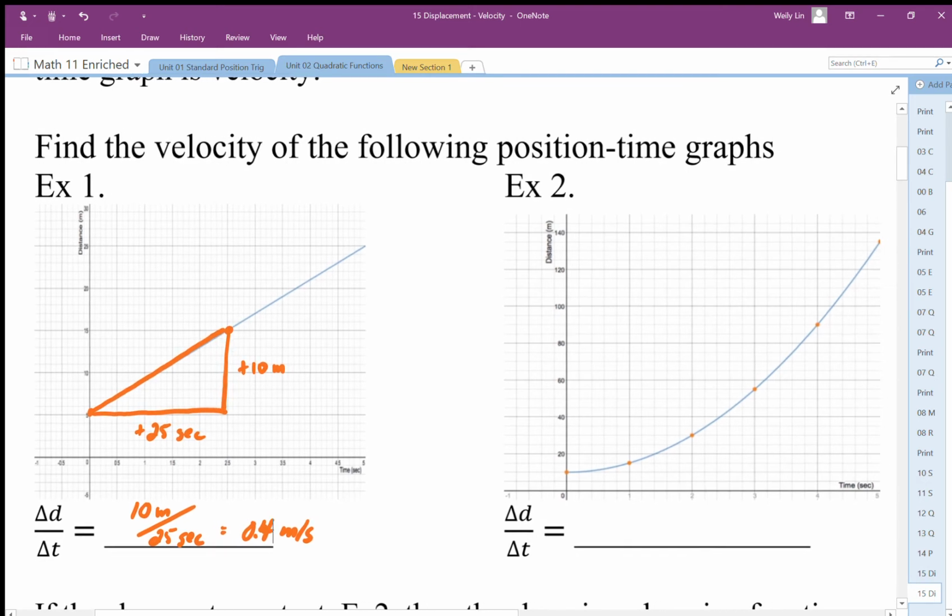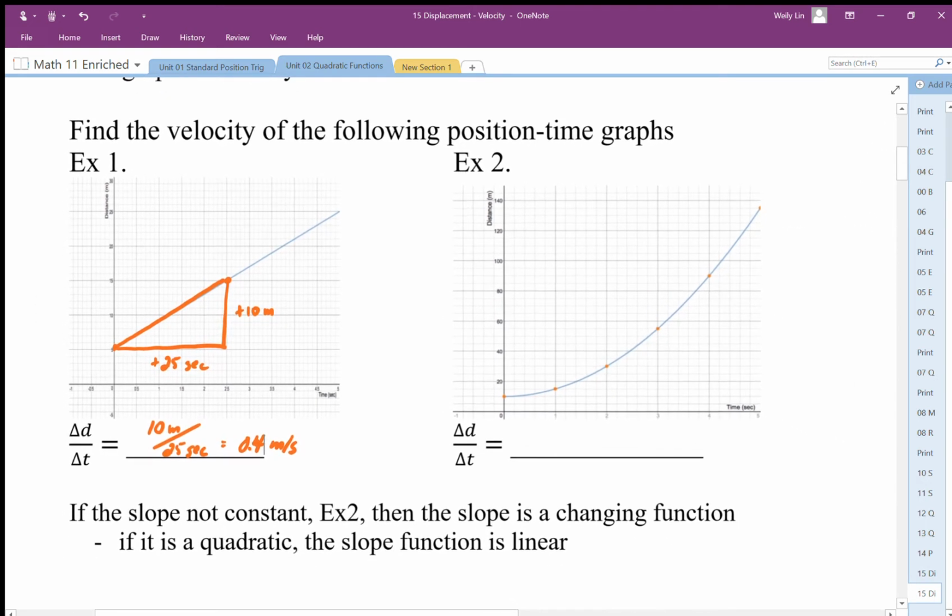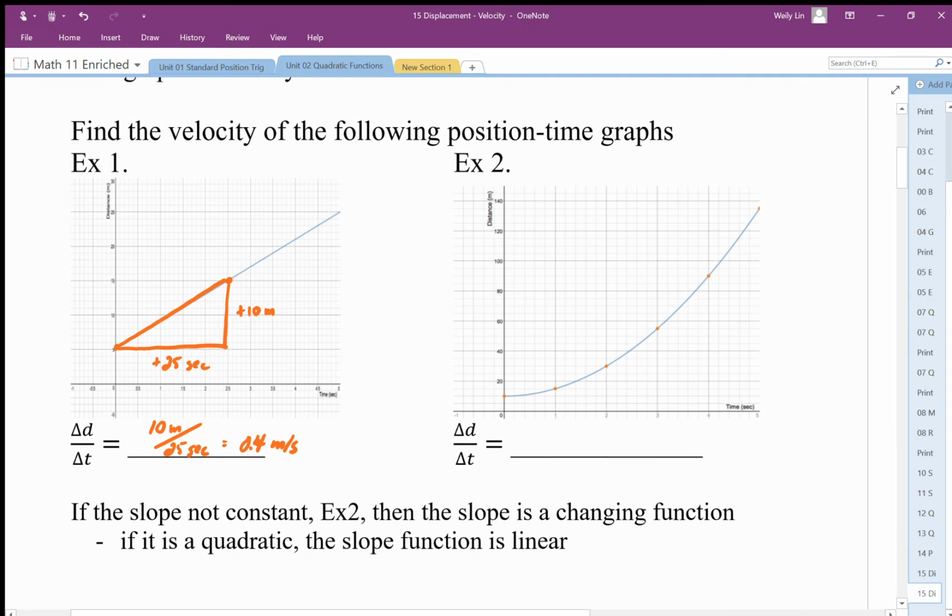We can do the same thing with this next graph. However, there's a little problem here in that if we want to find the rate of change, or the slope of this graph, the slope seems to be changing. This curve is quadratic, and we know the rate of change is not a constant function like we have here. The slope is in fact changing, and it's changing in a pattern. We can predict that the value of the slope is changing in a linear pattern.